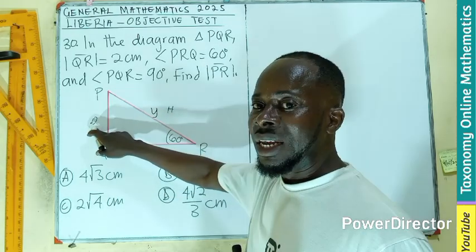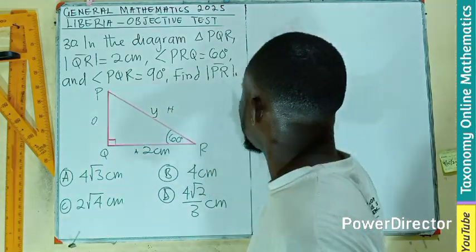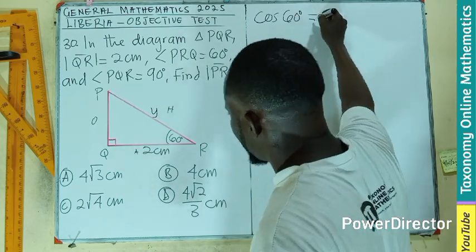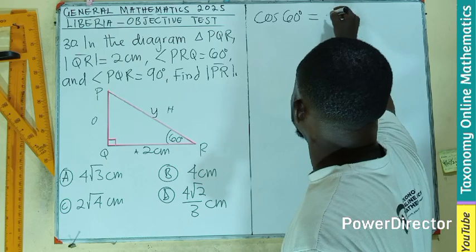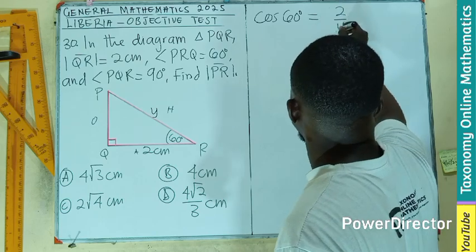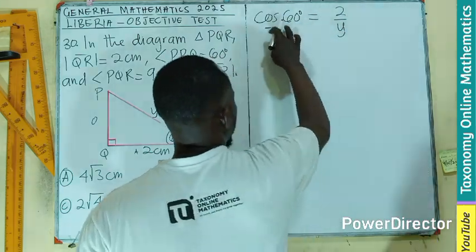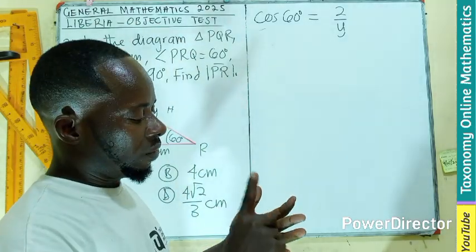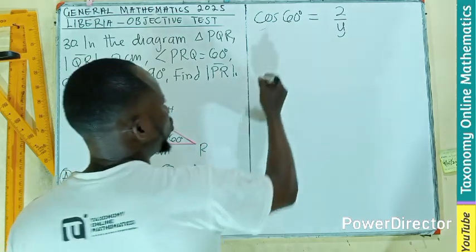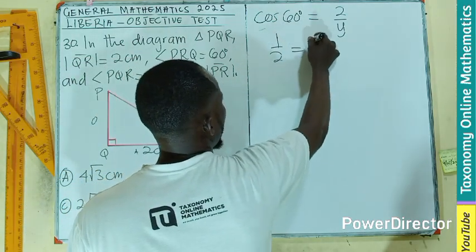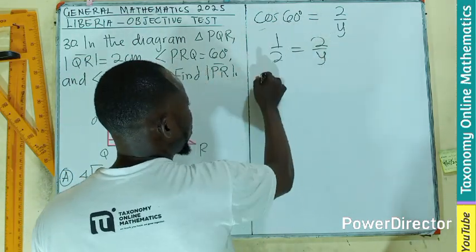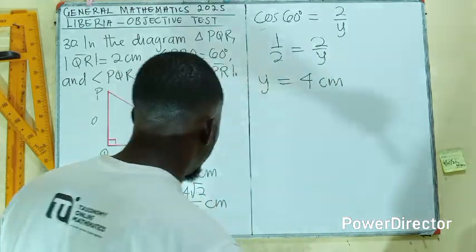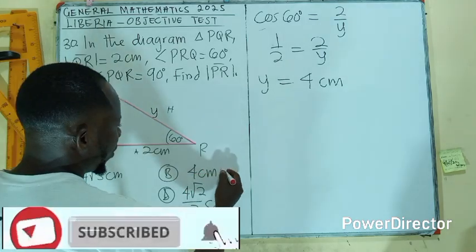We are not interested in the opposite, so we go for CAH, meaning cos of the angle 60 equals adjacent, 2, divided by the hypotenuse, y. We can say that cos 60 is 1 over 2. So 1 over 2 equals 2 over y. Cross multiply, y becomes 4 centimeters. So the result we are looking for is option B.